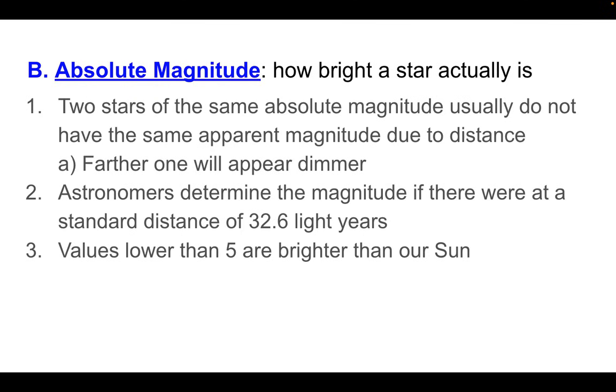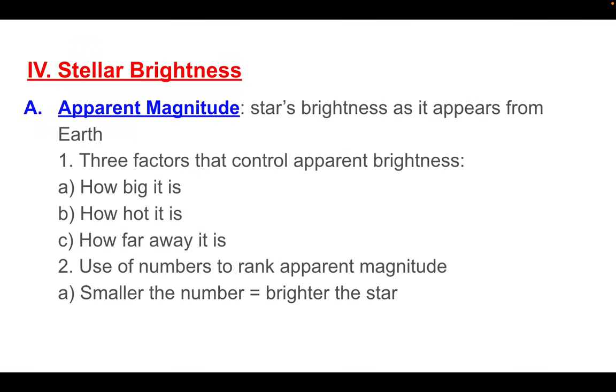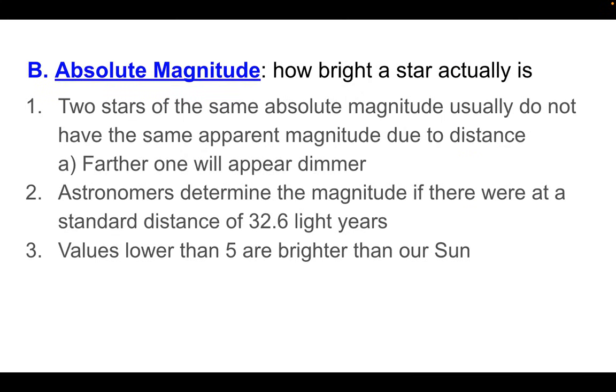Okay, so in the other one, the apparent magnitude, it's like viewed from Earth. But let's say distance was not a factor. Let's see how bright the star actually is. Like if we were to place all the stars at the same distance, now which one is actually bright? Take distance out as the factor. So two stars that have the same absolute magnitude usually don't have the same apparent magnitude because of that distance. Obviously the further one's going to appear dimmer.